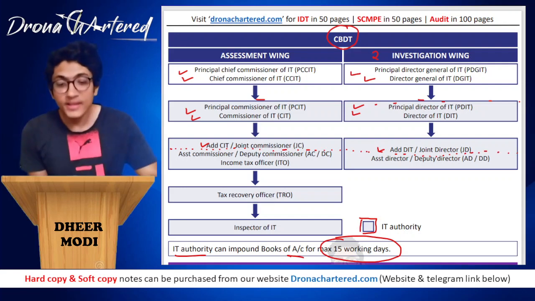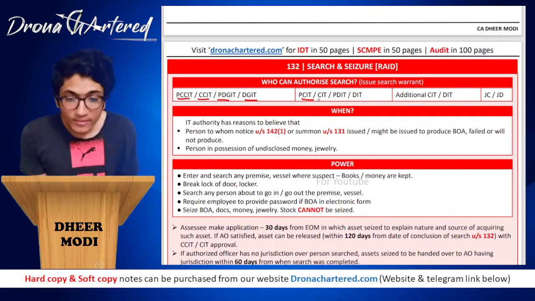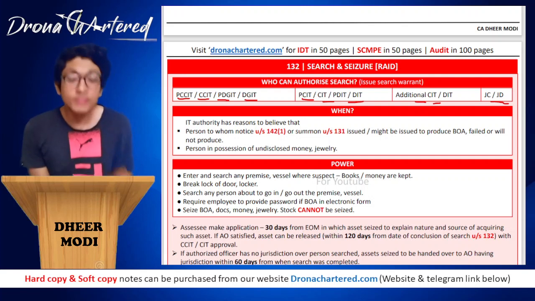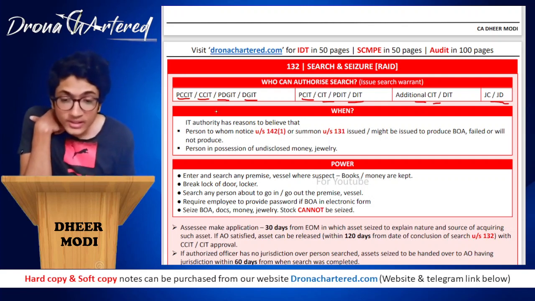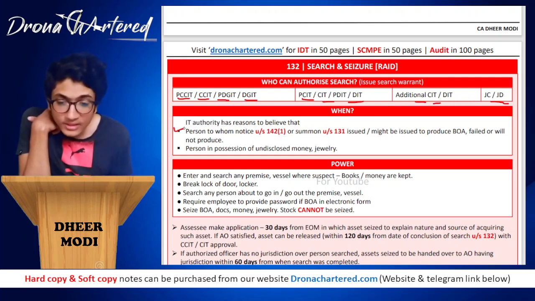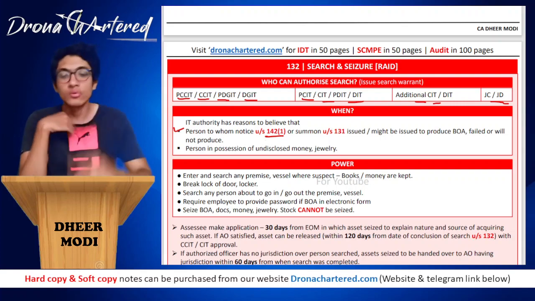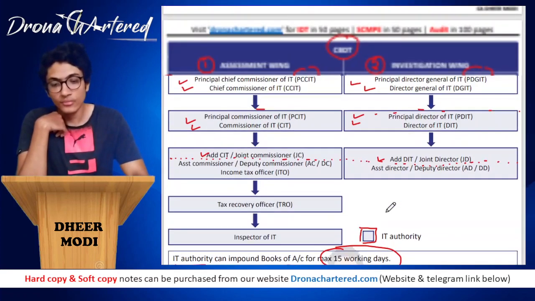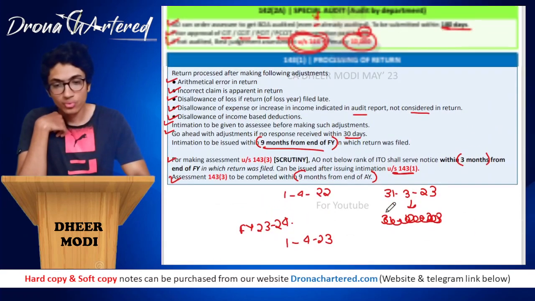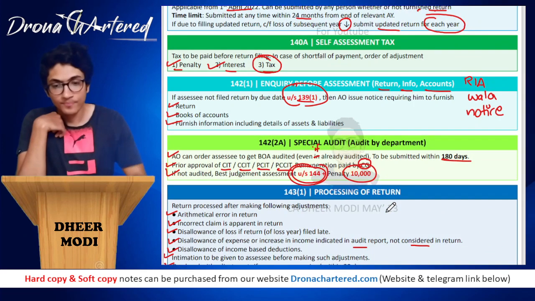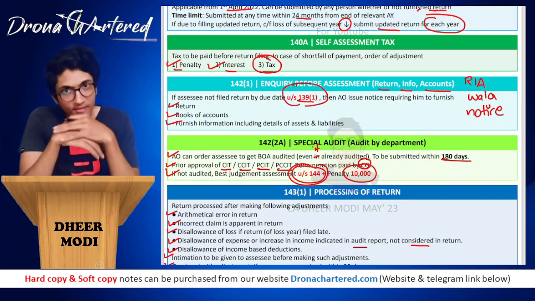Great. So please try to remember as you are watching the video, so that you don't have a load to remember. Okay, so all of these people can issue the authority. Okay, next is when. If your income tax authority has reasons to believe that the person to whom notice under Section 142(1) was issued, remember, the Section 142(1) notice.